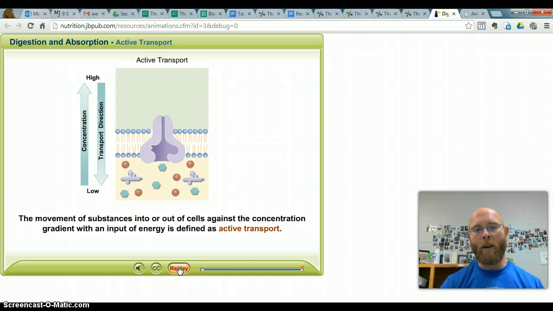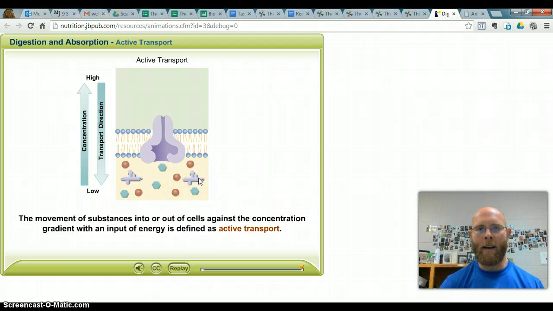Again, depending on the situation, sometimes molecules can move across using facilitated diffusion or active transport if they're polar or have a charge, like glucose and amino acids, things like that.